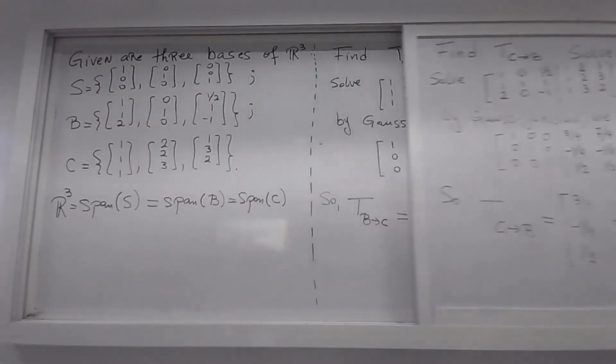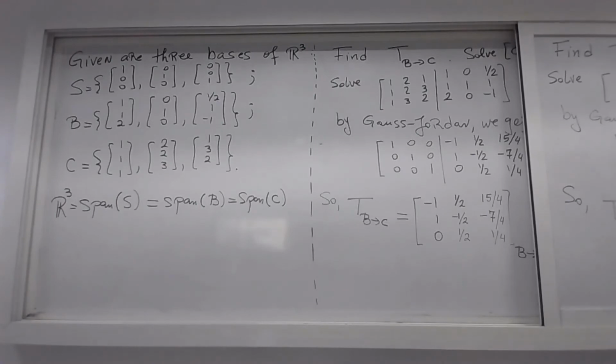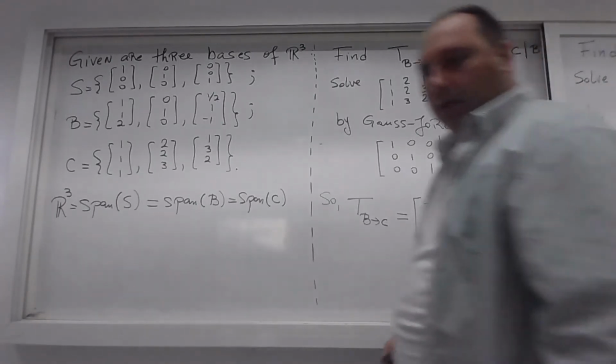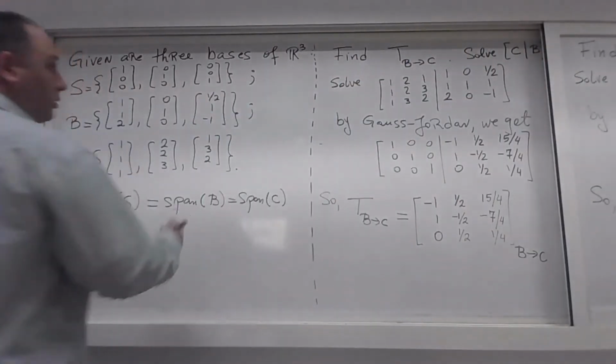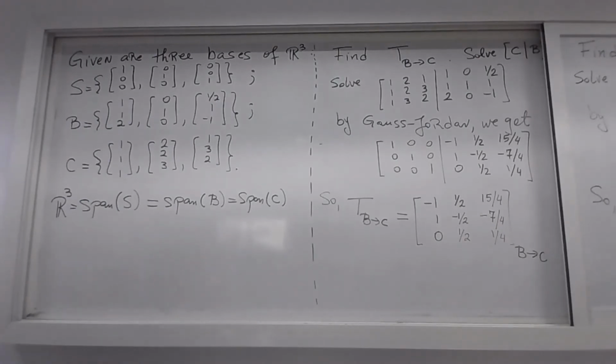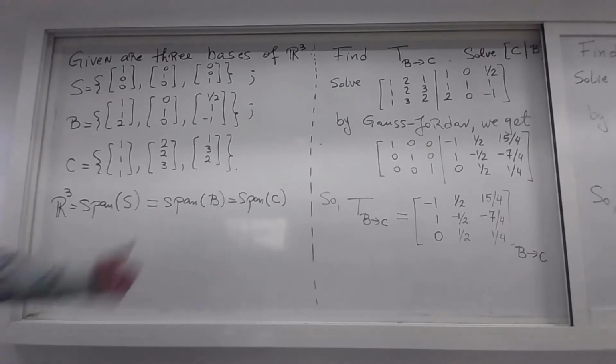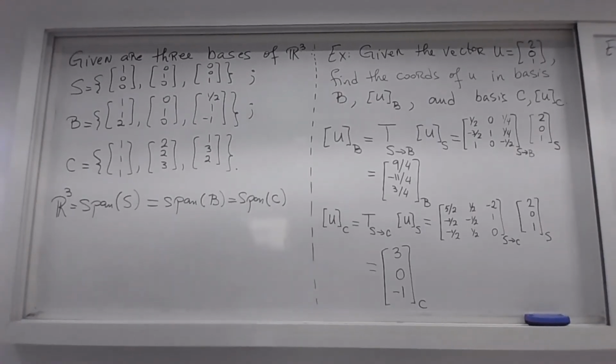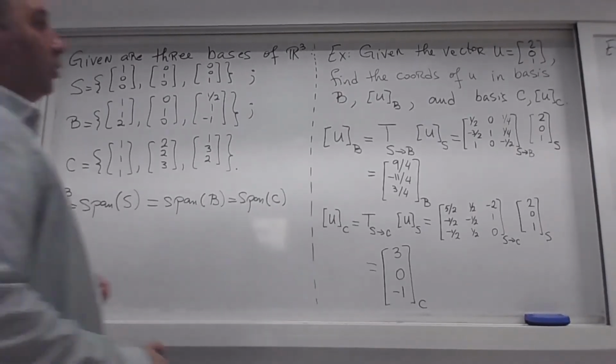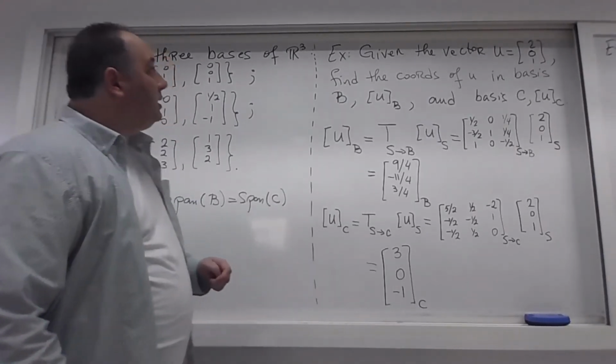So that's how we proceed. What we need now is just one or two examples of application, how to find coordinates of certain vectors when they're given in one specific basis. And we are going to use, just like previously, the transition matrices. We can have another example.